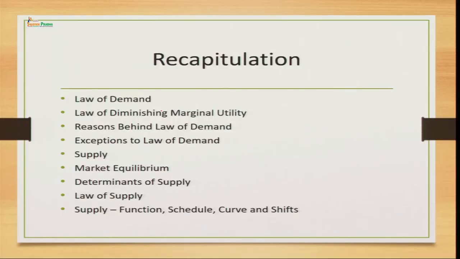Thereafter, we talked about the reasons behind the law of demand, why the law of demand exists, and why it happens that when the price of any commodity increases, its demand decreases. That happens because of the substitution effect. Because we have substitutes available in the market, in case the price of any commodity increases, people shift their demand to the substitute product.